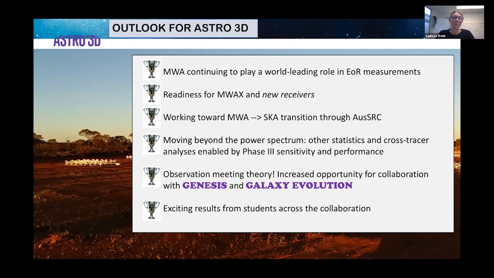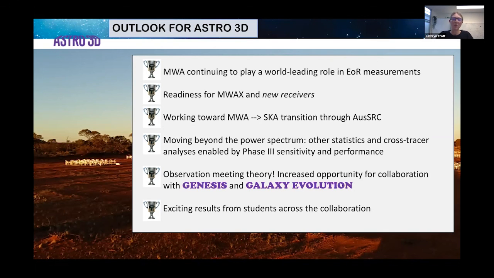So outlook for Astro 3D. MWA is continuing to play a world-leading role in EoR measurements, and HERA and LOFAR are our competitors, friendly ones. It's not a race, but of course it is a race in a friendly way. We're preparing for MWA phase 3 and new receivers and working towards that SKA transition with OzSRC.